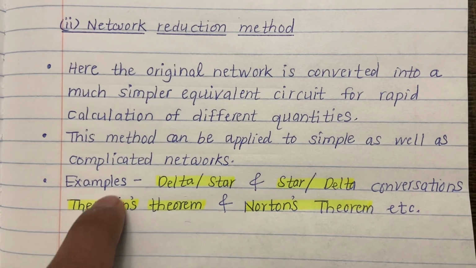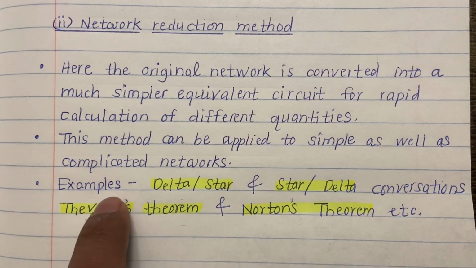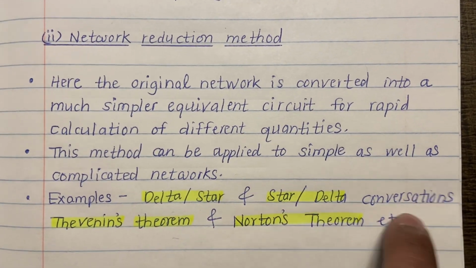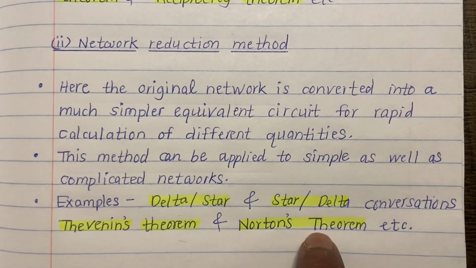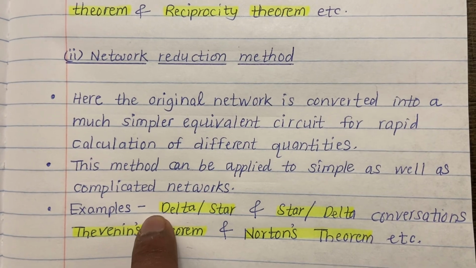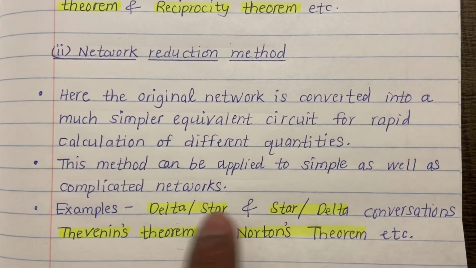What is the third point? The third point is: what are the different examples of network reduction methods? There are different methods such as delta to star conversion, star to delta conversion, Thevenin's theorem, or Norton's theorem. So these are the simple examples of network reduction methods: delta to star, star to delta, Thevenin's theorem, and Norton's theorem.